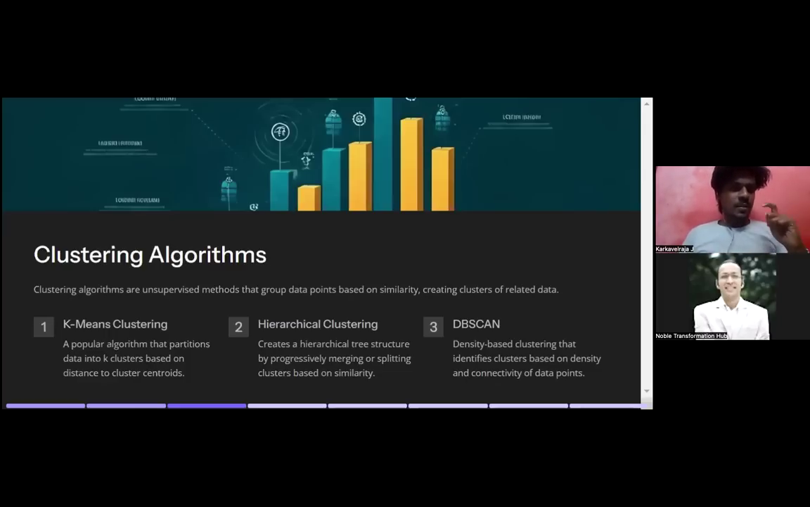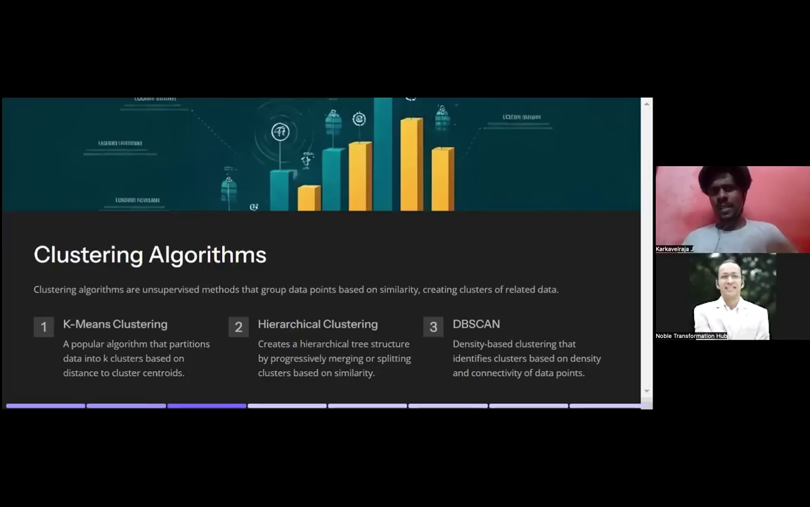K-means clustering. Now have a general idea. K-means clustering is a popular algorithm that partitions the data into K clusters based on the distance to the cluster centroid. I will put it in a simple manner. K-means clustering is a popular clustering technique where you separate the data based on distance metrics. Distance.